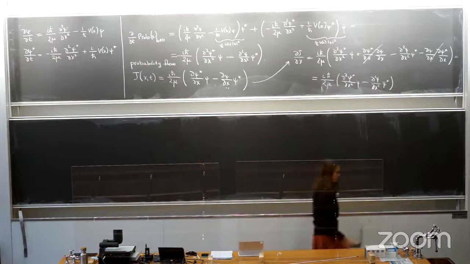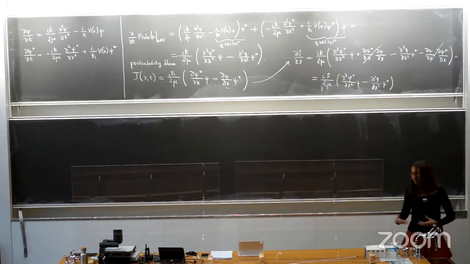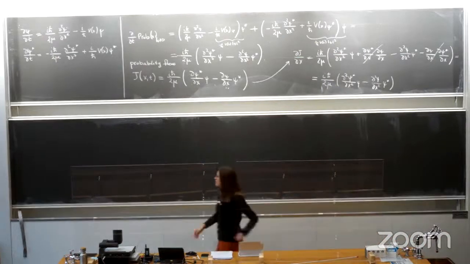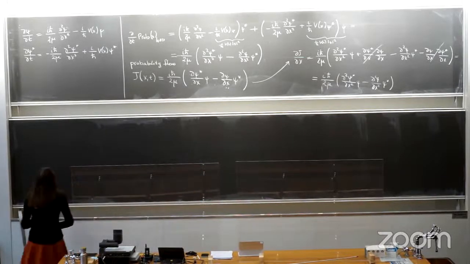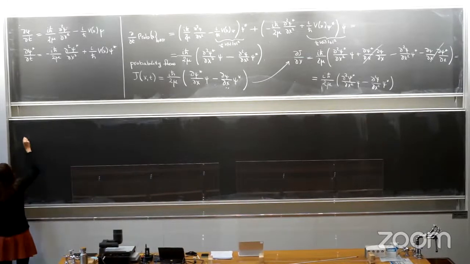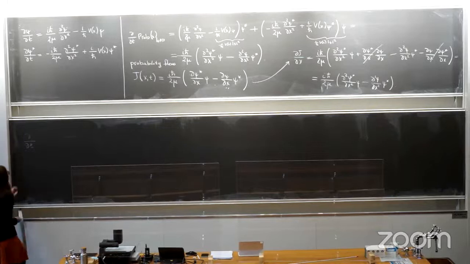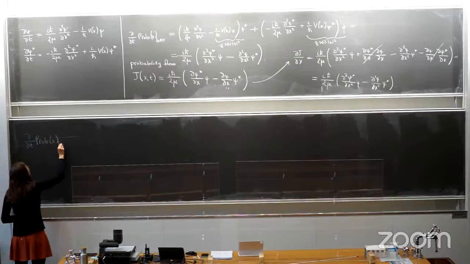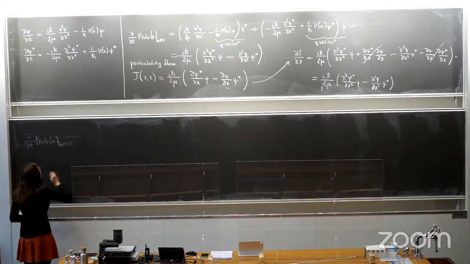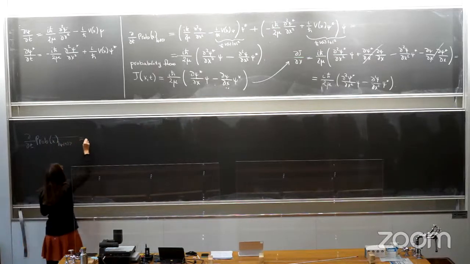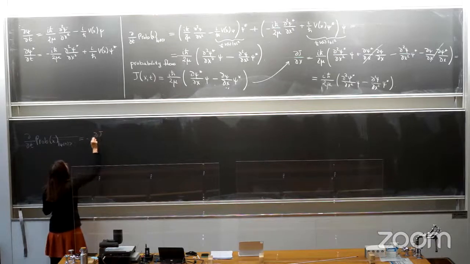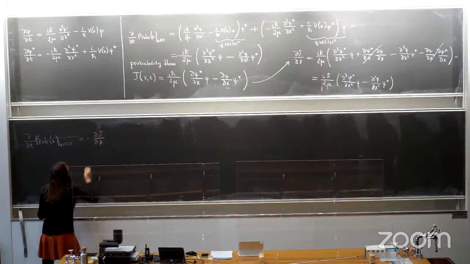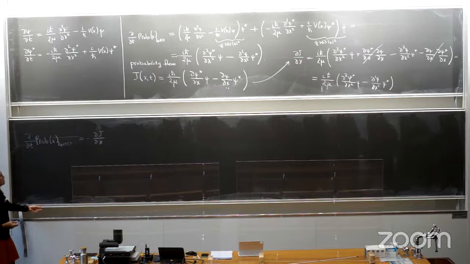And here we have a similar thing with a probability flow. So what we get is that the rate of change of this probability density is equal to minus dj over dx.